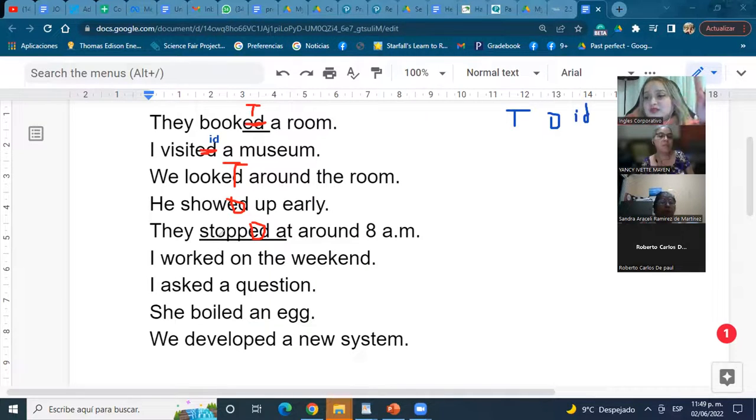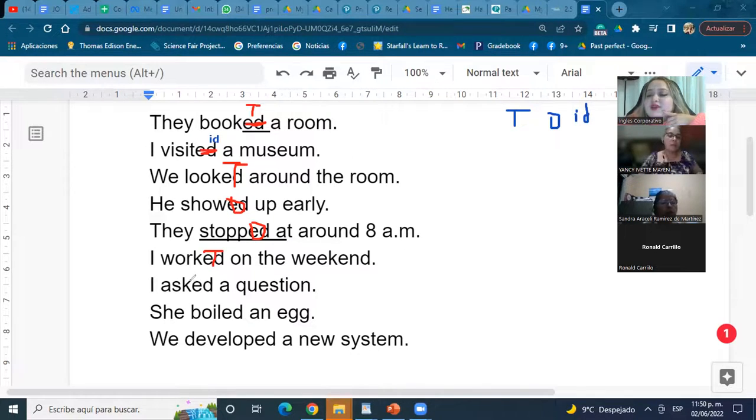Last sound of work is what? Worked. With T because it's not the vibration. The last sound of work is K. Okay, so it's going to be a T because it doesn't vibrate.